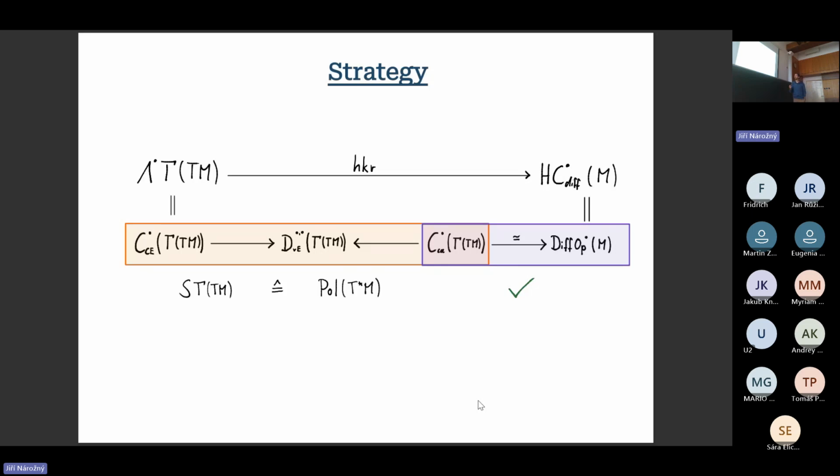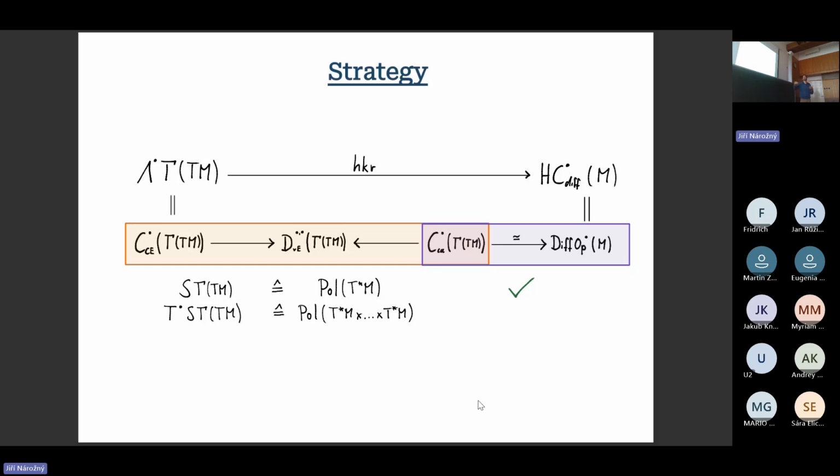But the rough idea is that the symmetric algebra of the vector fields on M is kind of isomorphic to the polynomial functions on the cotangent bundle. So the functions on the space T star M, which are polynomial in fiber directions. Well, if we now look at the tensor algebra of the symmetric algebra, this can be identified with polynomial functions on T star M, where we take as many products here as we have tensor degrees.